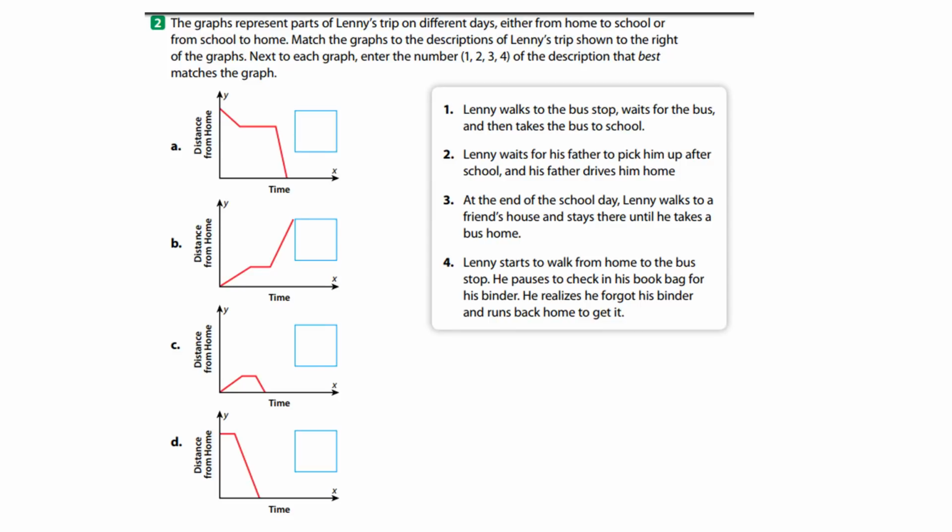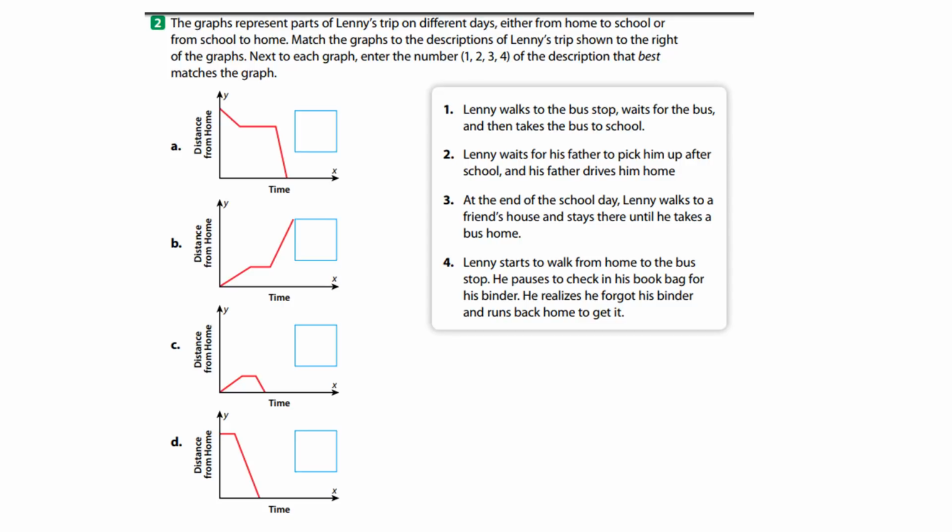Number 2, the graphs represent parts of Lenny's trip on different days, either from home to school or from school to home. Match the graphs to the descriptions of Lenny's trip shown to the right of the graphs. Next to each graph, enter the number 1, 2, 3, 4 of the description that best matches the graph.